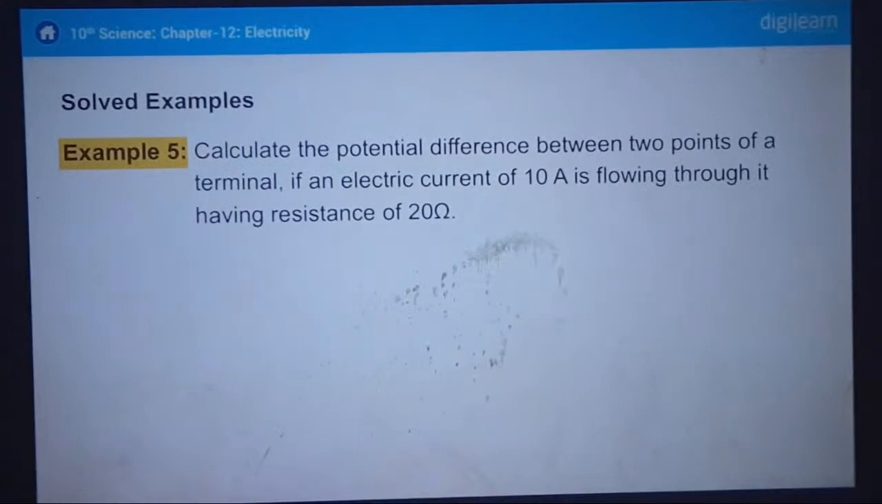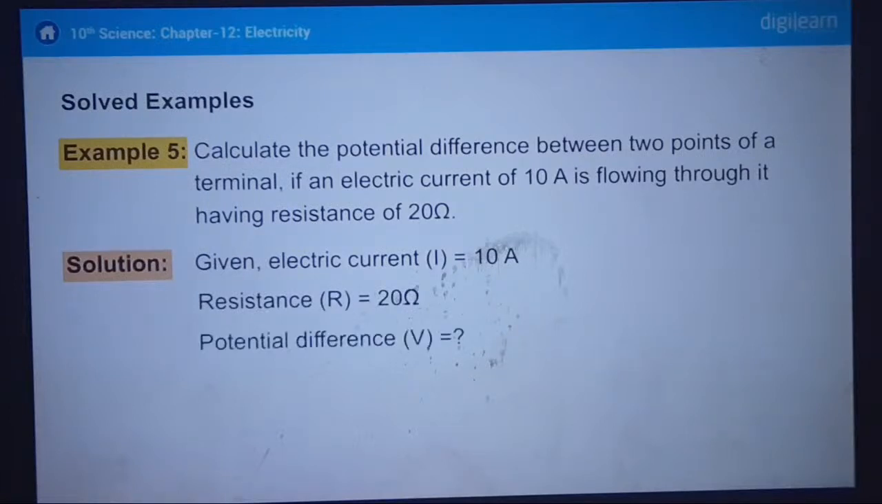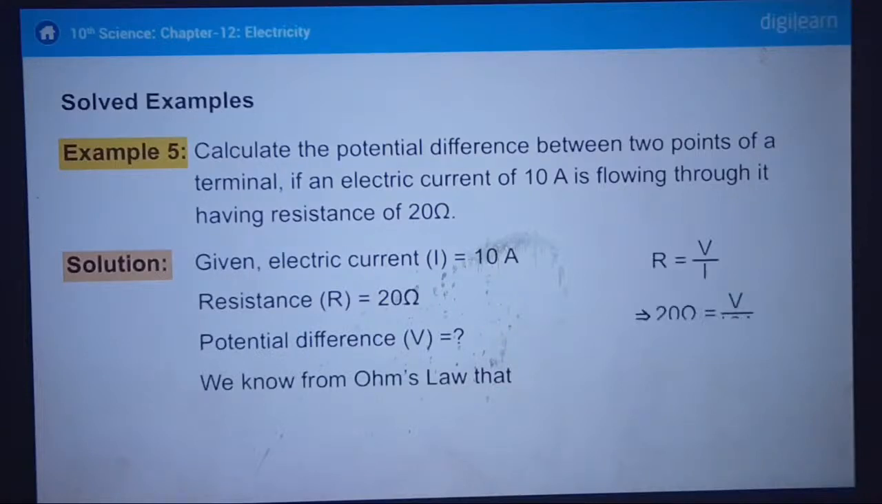Example 5. Calculate the potential difference between 2 points of a terminal if an electric current of 10 amps is flowing through it, having resistance of 20 ohms. Solution. Given electric current I equal to 10 amps, resistance R equal to 20 ohms, potential difference V to be found out. We know from Ohm's law that R equal to V by I. Therefore, 20 ohms equal to V by 10 amps. Therefore, 20 ohms into 10 amps equal to V. Therefore, V equal to 200 volts.